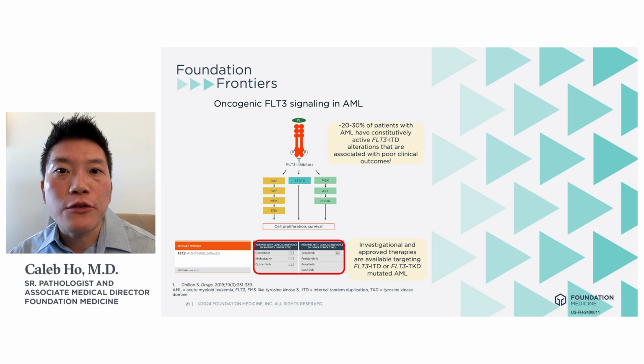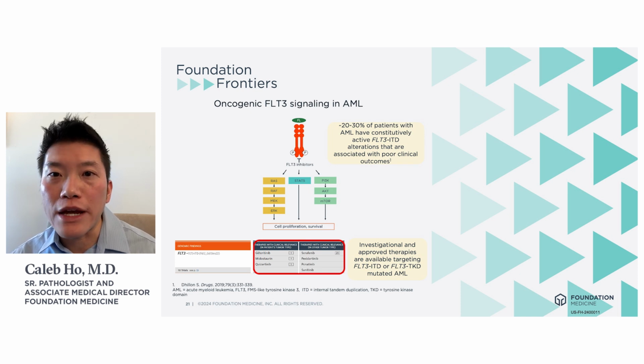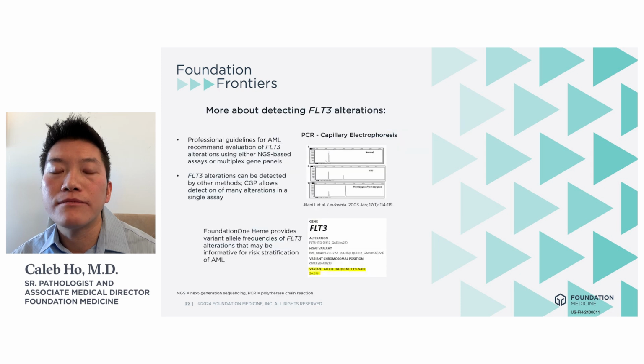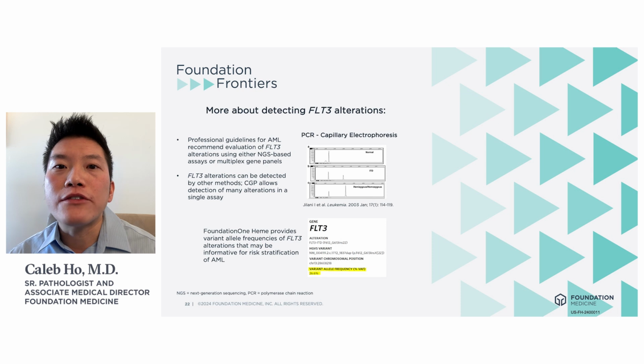In AML, FLT3 alterations result in downstream oncogenic cell signaling and are associated with poor clinical outcomes. The image on the bottom of the slide shows targeted therapies with clinical relevance associated with AML harboring FLT3 alterations. Investigational therapies are also available targeting FLT3 alterations. Professional guidelines recommend evaluation of FLT3 alterations using either NGS-based assays or multiplex gene panels.